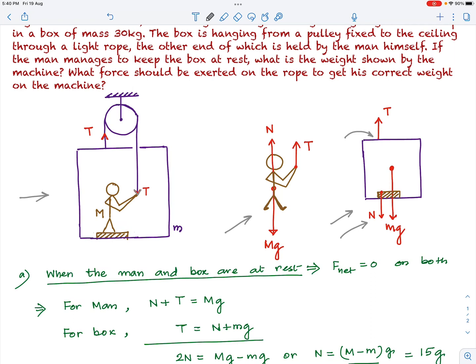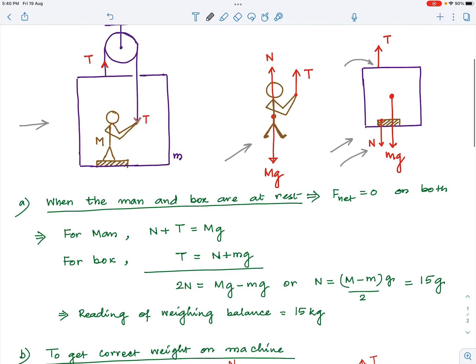So these are the three forces acting on the box, and according to the condition given in the question, we are supposed to find out the value of T for which these two will remain at rest. So for rest, we understand that we just need to balance the forces acting on both the bodies. So when we use those equations for the man, this will come out to be the equation for net force on the man becoming 0. Net upward force N plus T is equal to the net downward force capital Mg. And for the box, the net upward force T is equal to the net downward force N plus small mg.